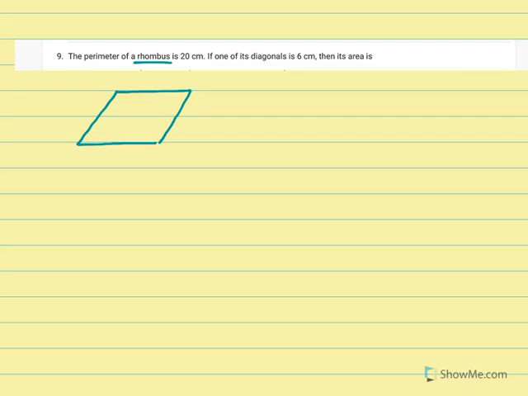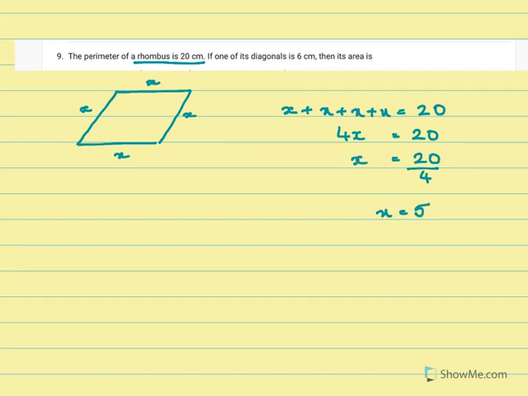The perimeter of a rhombus is 20 centimeters. Now rhombus, all the four sides are equal. So I'll put X, X, X and X. So perimeter means add up all the four sides, equal to 20, 4x equal to 20, x equal to 20 by 4, x equal to 5. So the sides are now 5. So I'll just erase this up, and I know the sides are 5.